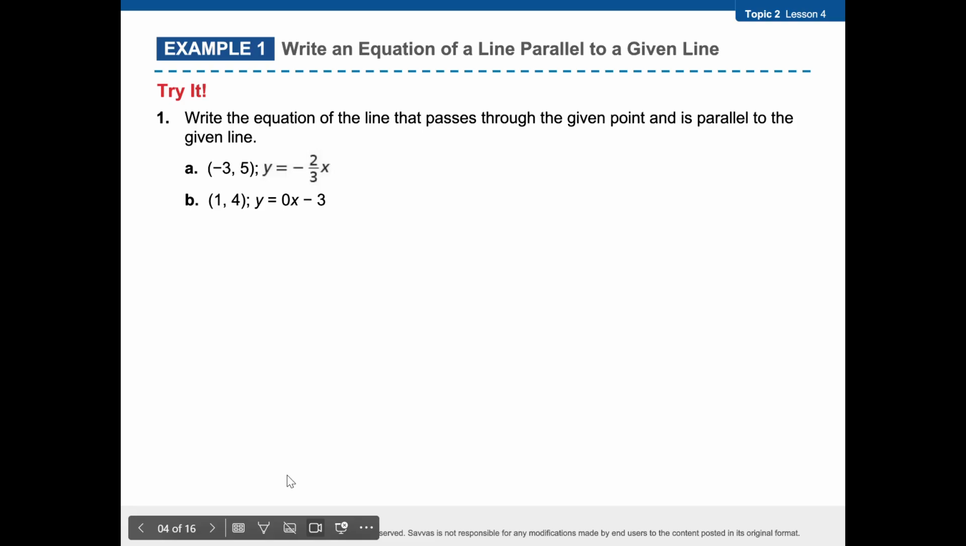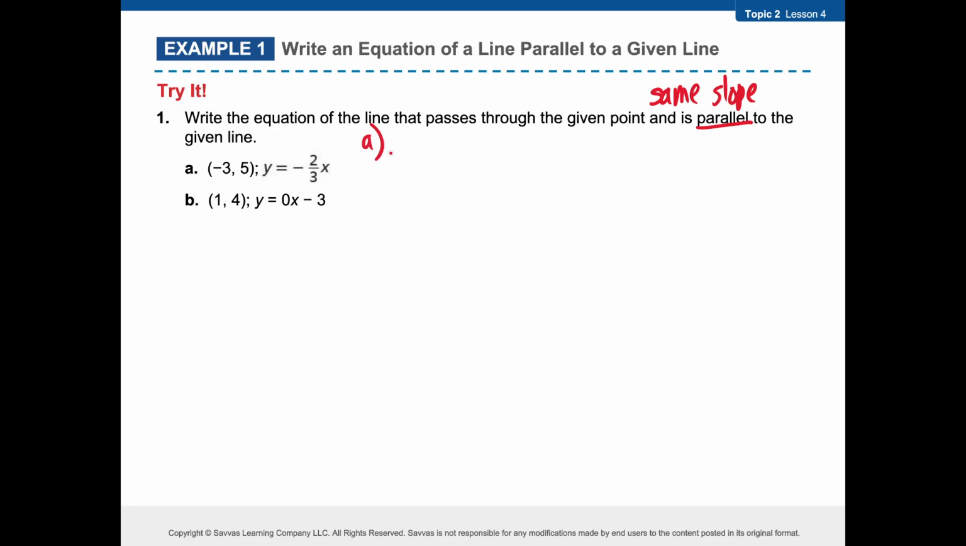You can pause and try these on your own. Always make sure that the equation they are giving you is in slope-intercept form in order for you to take out the slope. So letter A, y equals negative 2/3x. This just means that my b is 0. If you were to graph that line, it would start at the origin, go down 2, 3 units to the right. So parallel, again, same slope.